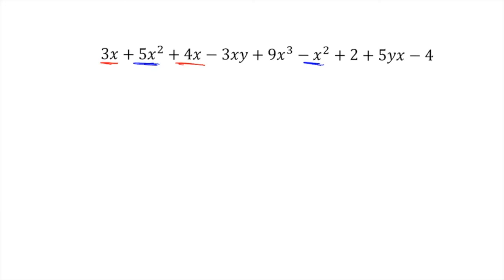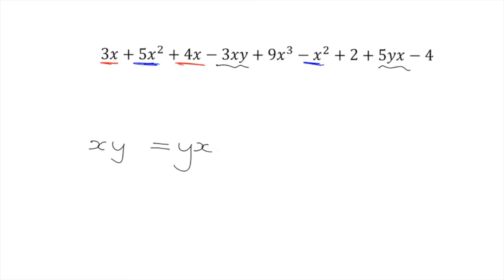Okay, let's have a look at the next one along, which is 3xy. Now, here's one where it's slightly tricky. Just remember that if you've got xy, it's exactly the same as yx, right? Those two things are exactly the same. It doesn't matter in which order you multiply. So xy and yx are exactly the same. So this and this are like terms.